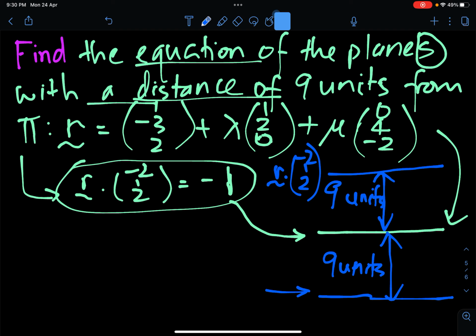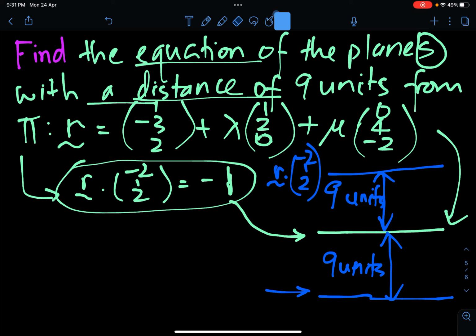Because as I explained yesterday, can you imagine if the two planes are not parallel? Imagine if the plane is like that. It doesn't make sense to find the distance between two planes because this distance here is different from this distance. So whenever you're asked to find the distance between two planes, the two planes must be parallel.